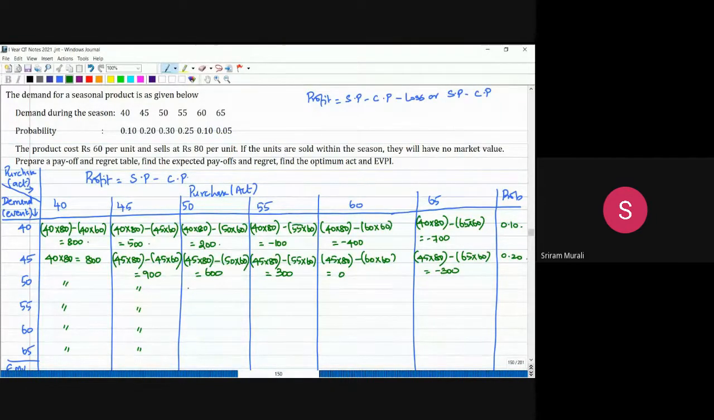If I come to the third case, it is 50 into 80 minus 50 into 60. What is the answer? It is 1000, because you purchased 50 and demand is high, so we will sell only what we have. What about this one?